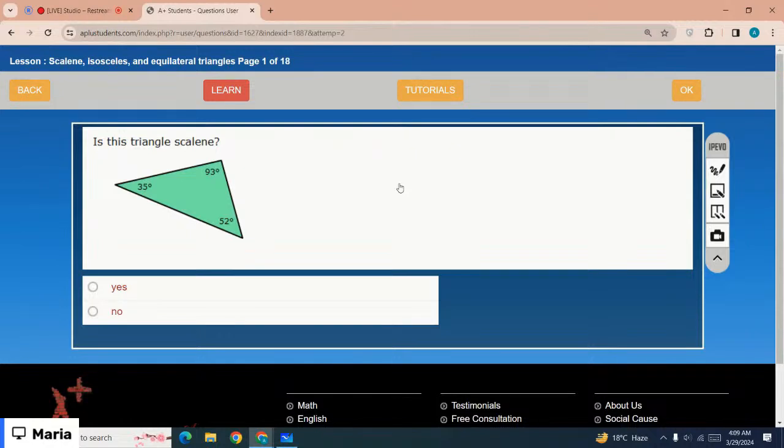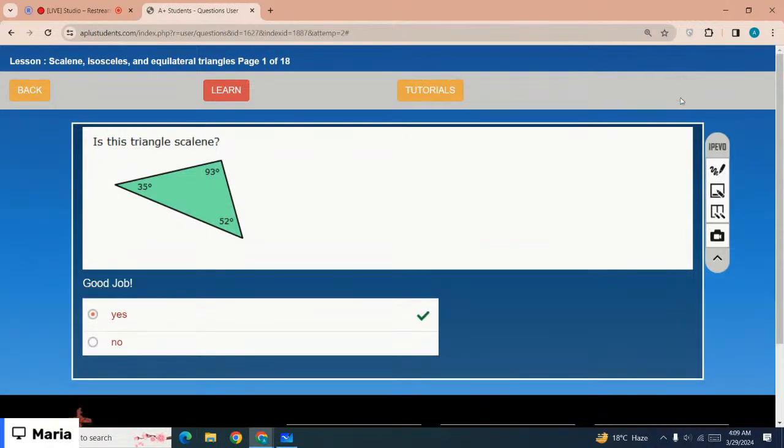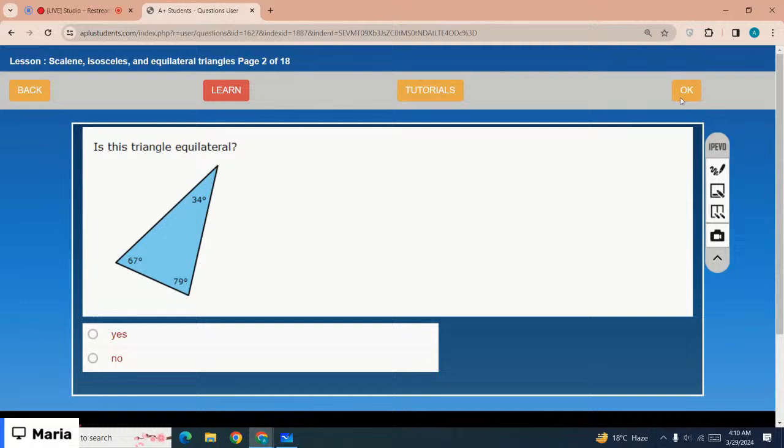The correct option is yes, that is a scalene triangle. Is this triangle equilateral? Which is the correct option?